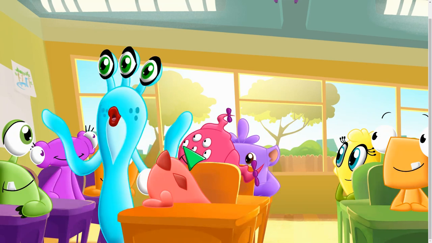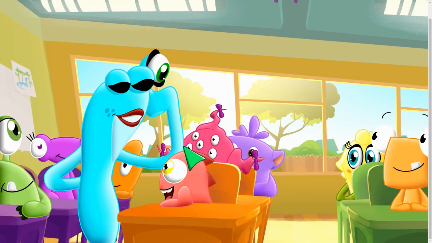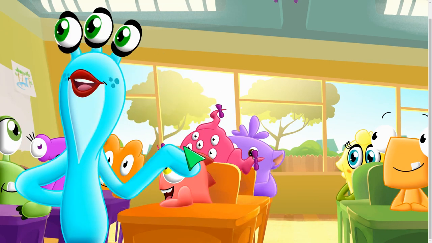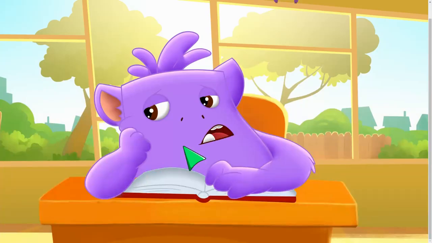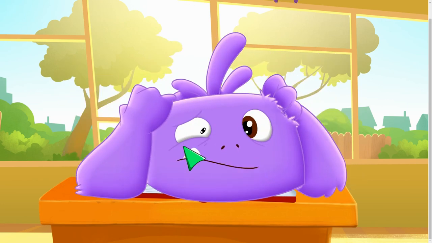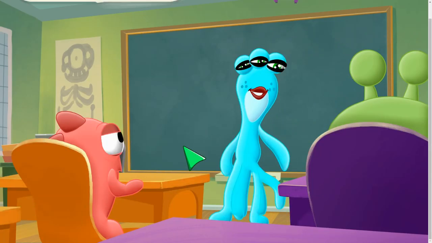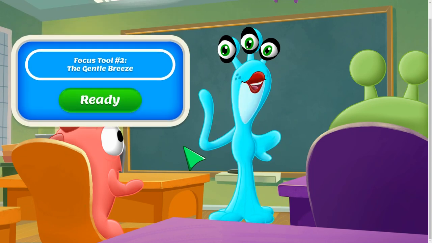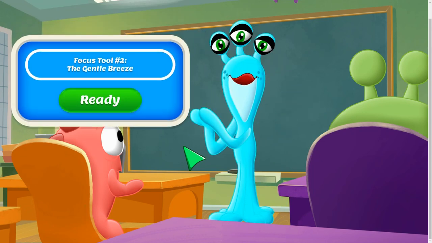Me too! Our brains are wonderful tools, but sometimes all kinds of thoughts pop up and make it hard to focus. I get really frustrated with myself for getting distracted, but that makes me even more distracted. Focus tool number two, the gentle breeze, can help. Ready?